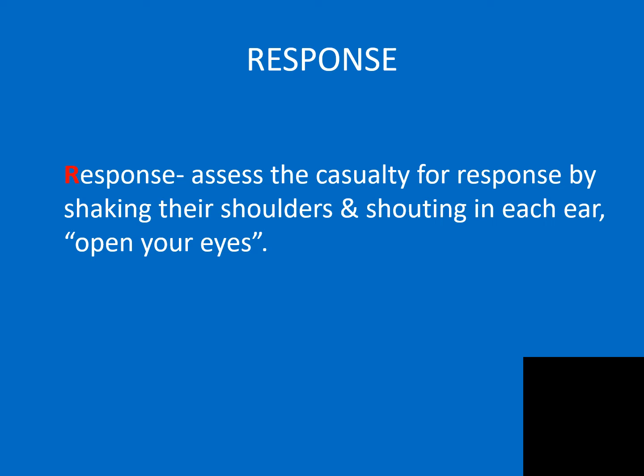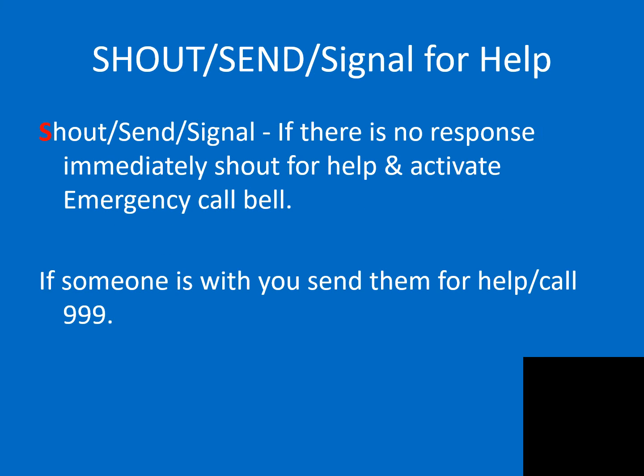But if there's no response, the next thing you do is shout for help, send for help, and signal for help. The way we signal for help is by pressing the emergency call bell, where you press the call bell point. We press both buttons at the same time. You do all 3 so that if there is someone just outside the room, they immediately come in. If there's someone with you, they can immediately get emergency equipment and the nurse quicker to the location.